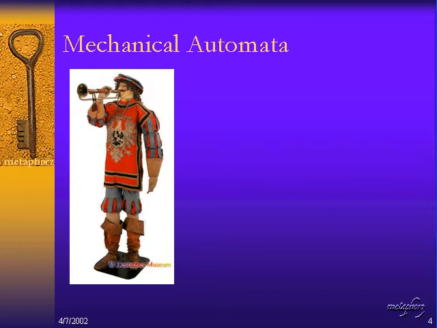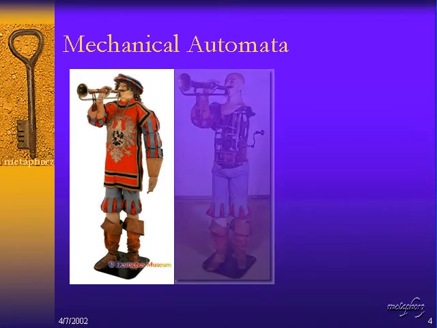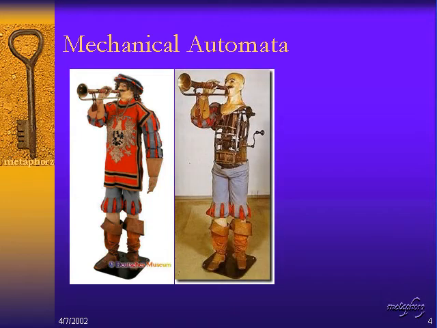Let's take a bit of a closer look at the automaton. The second figure shows the automaton with some parts removed, and you can definitely see a hand crank right here. This hand crank is what basically creates the energy in the form of spring motion. So this winds the spring.